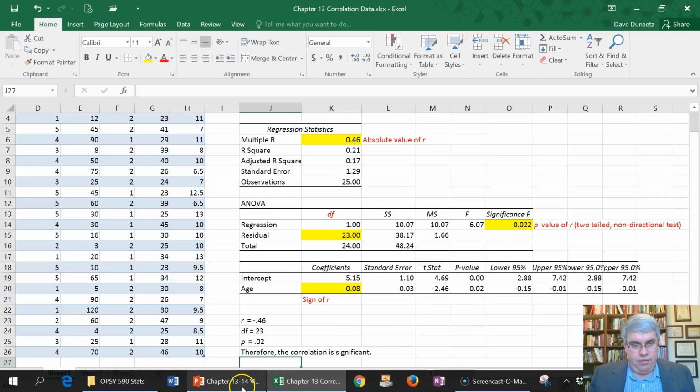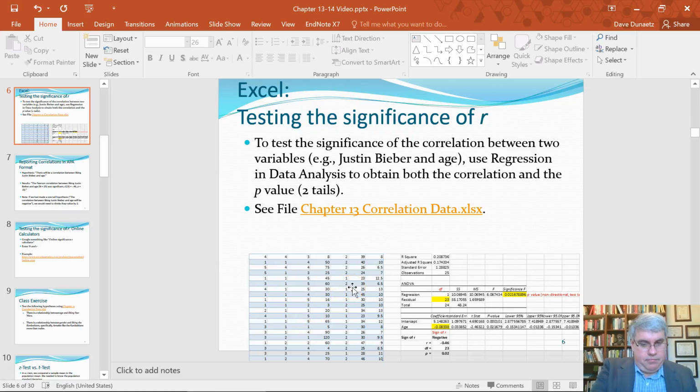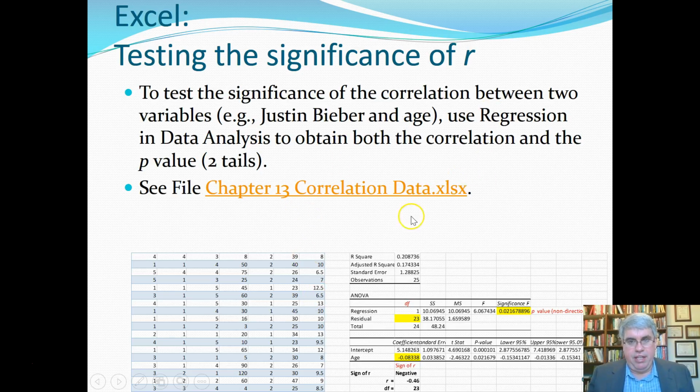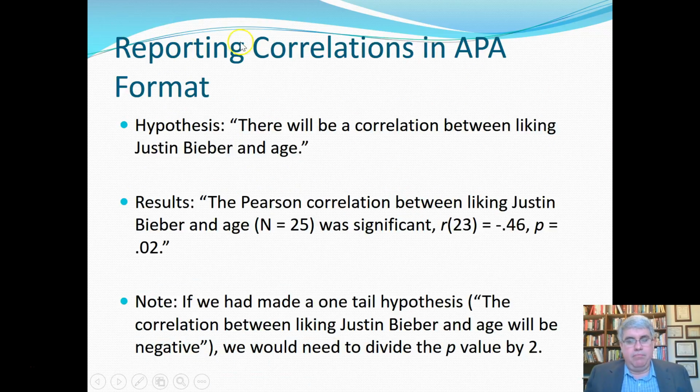All right, here we've got the output. Now, how do we report these correlations in APA format? Our hypothesis will be that there'll be a correlation between liking Justin Bieber and age, and this is one that we just tested. The way that we can report this is that the Pearson correlation between liking Justin Bieber and age, and here we report the sample size, n equals 25, was significant.